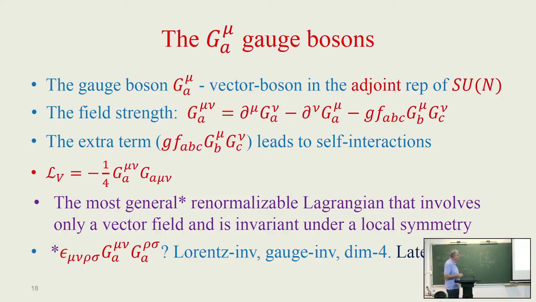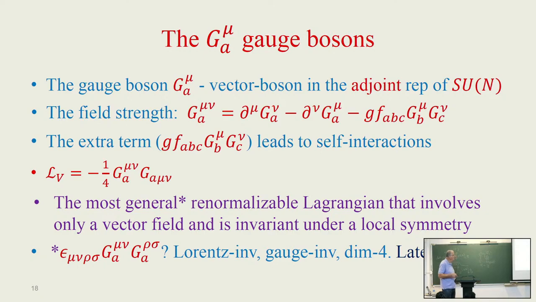And in this term, because of this extra thing, there will be terms which are not just kinetic terms, but also terms that include 3 or 4 fields of this. We will soon write them explicitly, and that's called self-interactions. So this is almost the most general renormalizable Lagrangian that involves only a vector field in the adjoint representation and is invariant under the local symmetry.